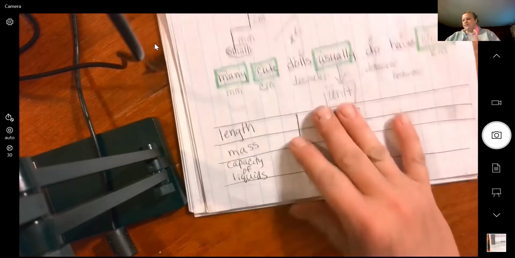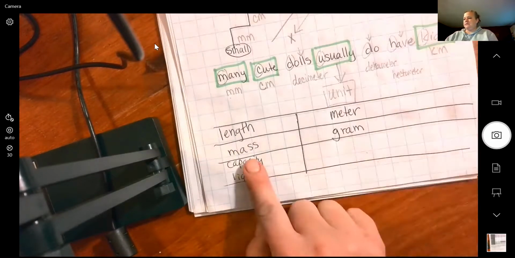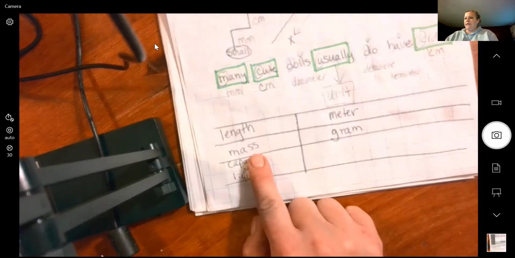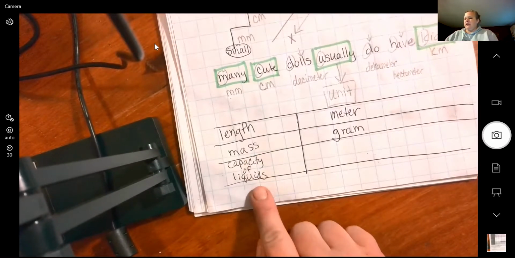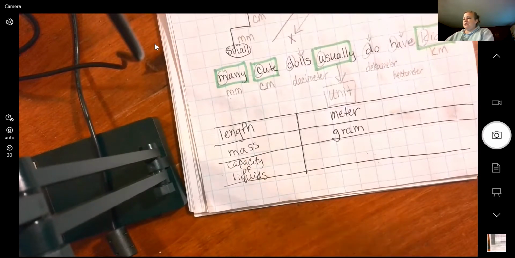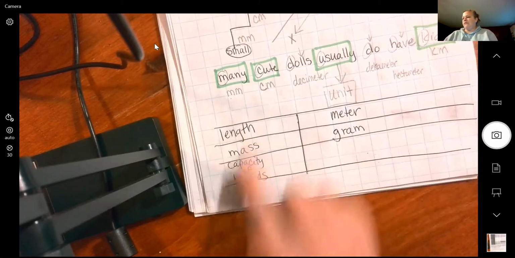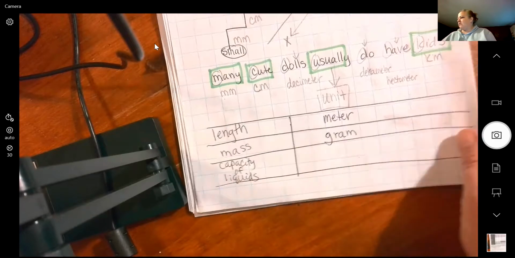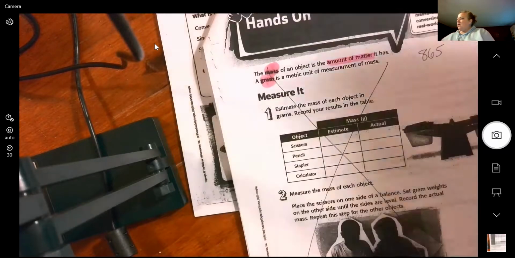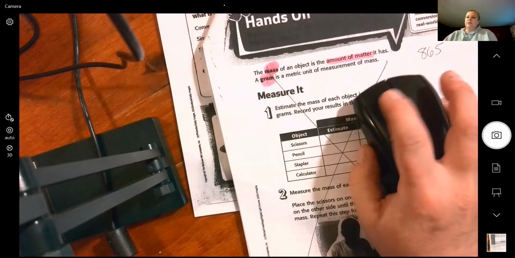Remember, think of length as a distance, think of mass as how heavy it is, and think of capacity as how much space it takes up. All right, and you're going to be measuring all these things throughout your activities. All right, so I'm going to flip. If you open those links, you can just follow right along with me.